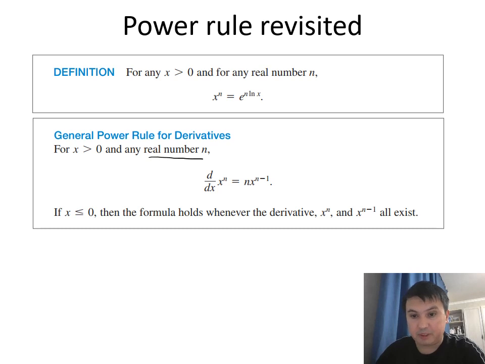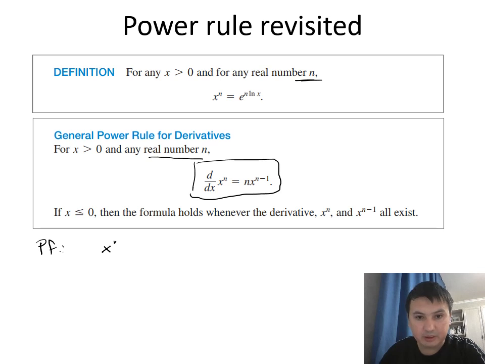So let's do it now officially. So what is x to the n? When n is any real number, this really means e to the n ln x, right? So that's kind of a definition. Then let's prove this. Now that we know how to handle the derivative of ln, we can do it.